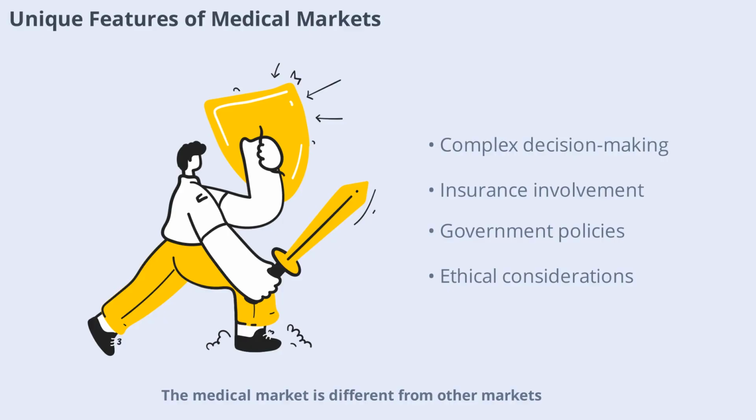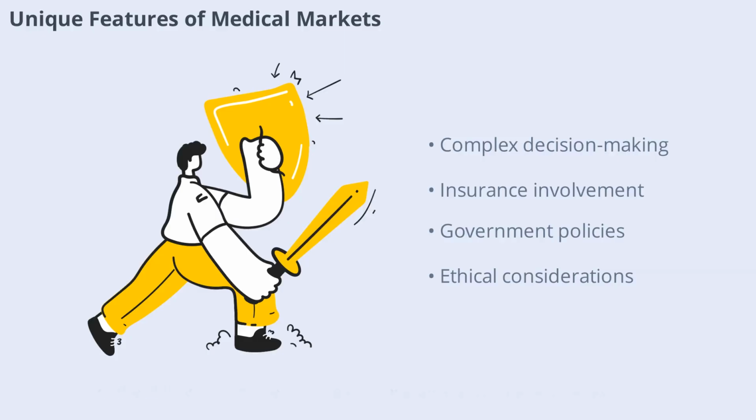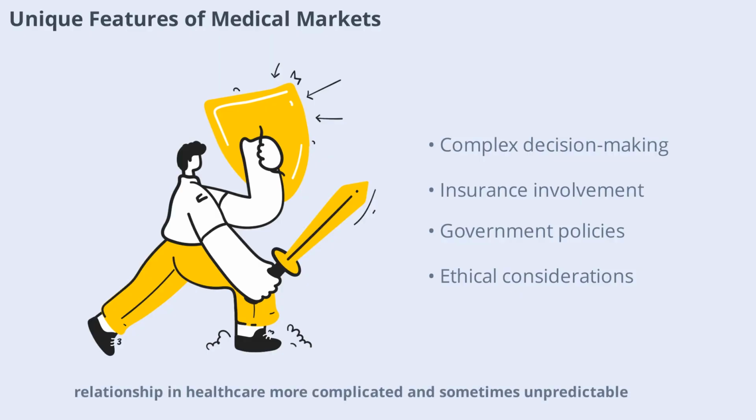The medical market is different from other markets because of its complexity and the importance of health. Unlike buying a car or a phone, patients often don't have complete information or the ability to compare prices easily. Insurance, government policies, and ethical considerations also play a big role. These factors make the supply and demand relationship in healthcare more complicated and sometimes unpredictable. Let's explore what makes the medical market so unique.